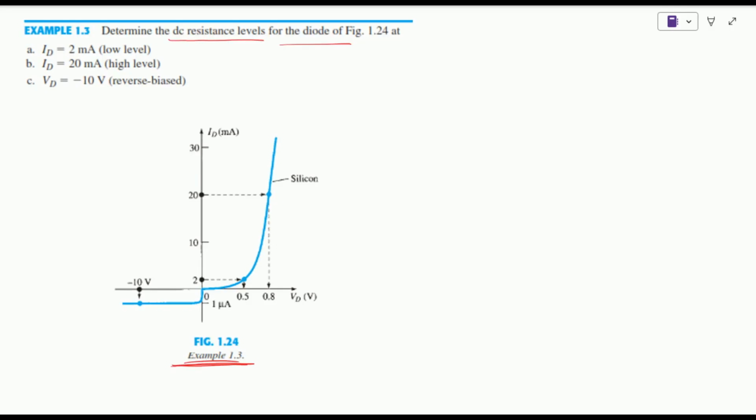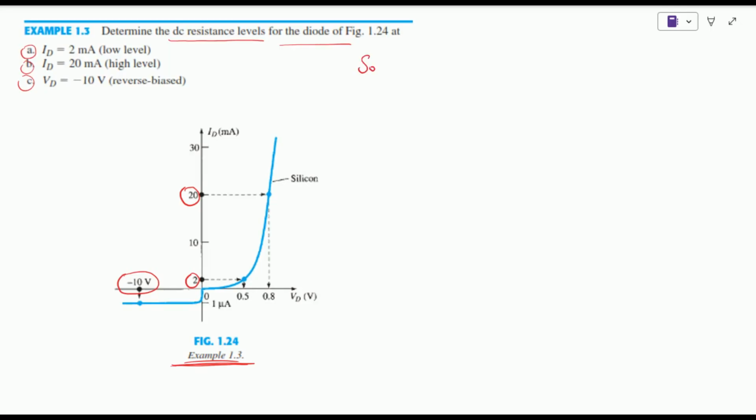In the first part, we have been asked to find the resistance if the current is at a lower level of 2 milliamps. So this is the current. In the second part, we need to find the resistance if the current is at a higher level, which is 20 milliamps. And in the third part, we have been told that the voltage is now a negative value of minus 10 volts, which means it is in the reverse bias condition. So now what is going to be the resistance?